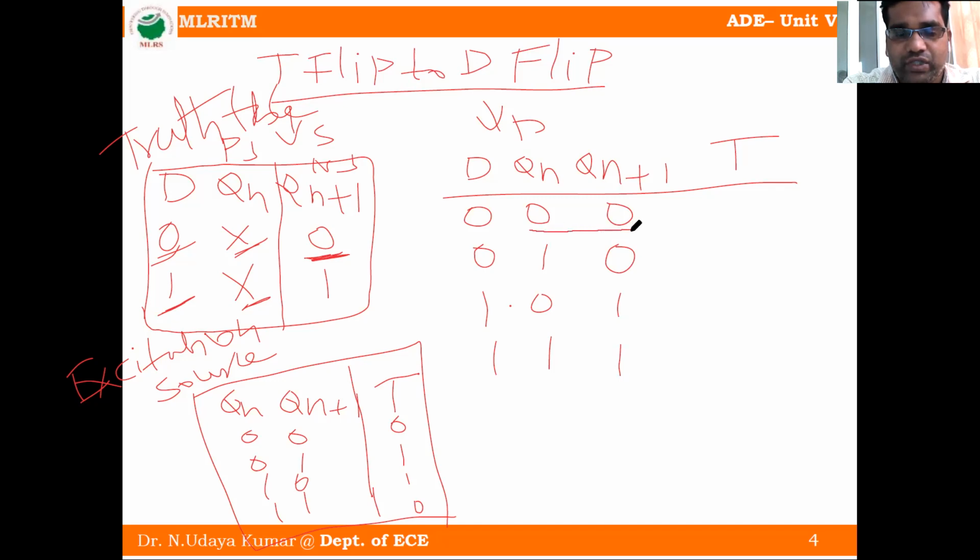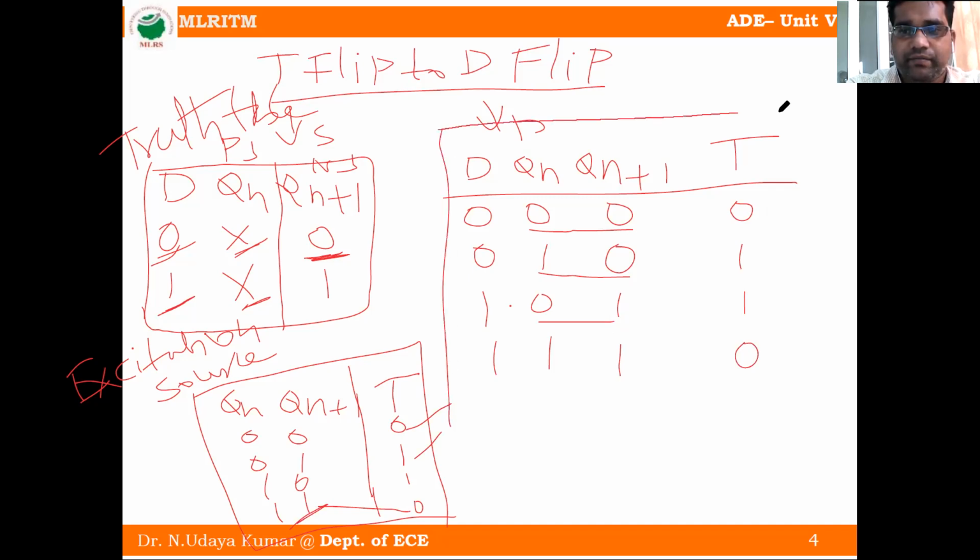Here 0 0 means Qn is equal to 0, Qn plus 1 is equal to 0. That means we will get 0 here. Then Qn is equal to 1 and Qn plus 1 is equal to 0. That means the 1 0 case, we will get 1. Then the 0 1 case, we are also getting 1 here. Next the 1 1 case, we are getting 0 here. So this is the excitation.